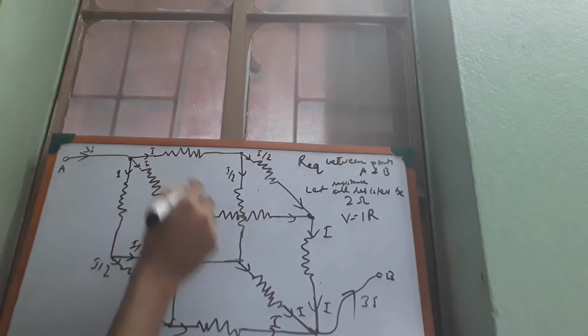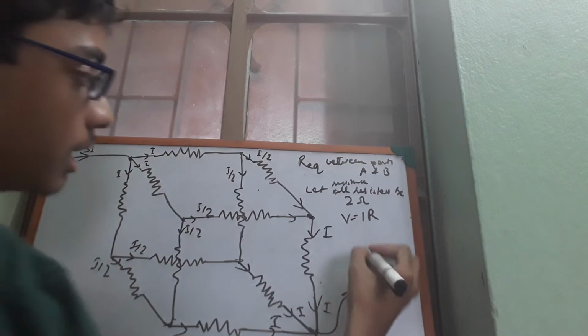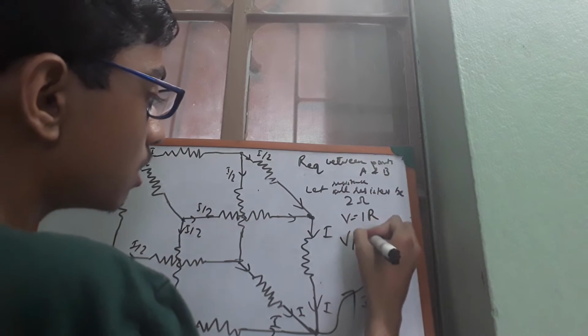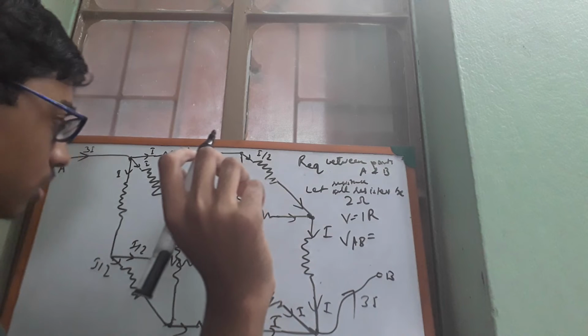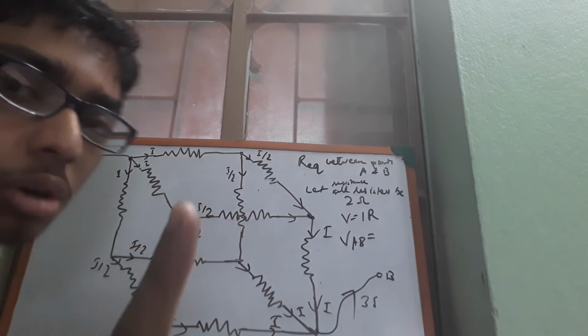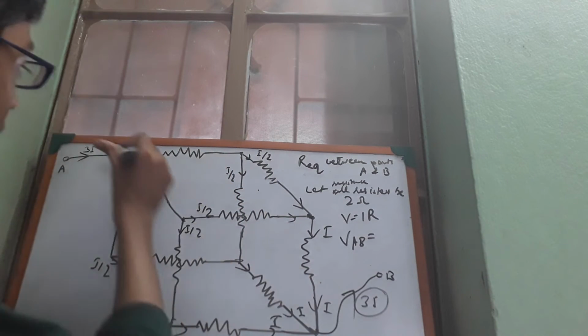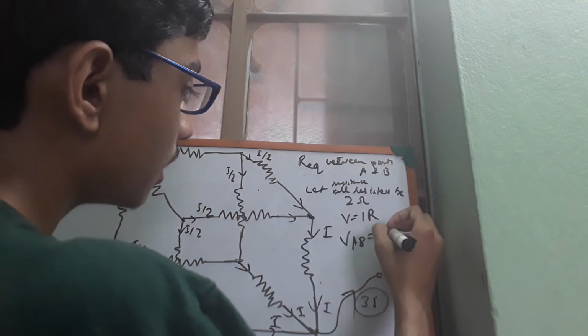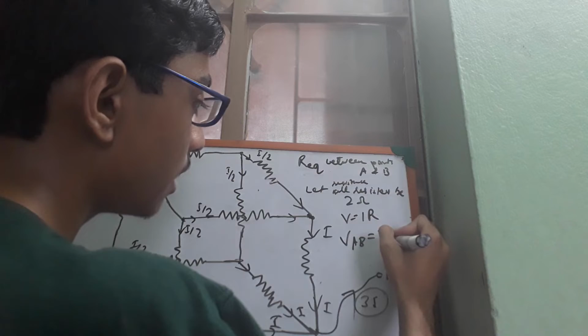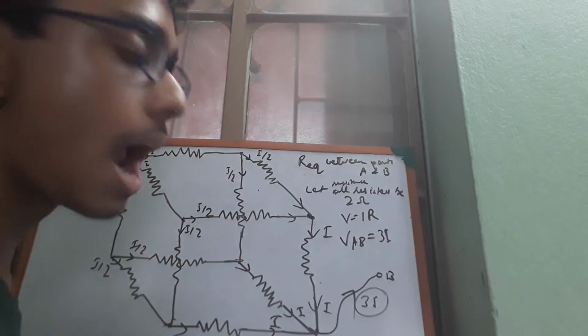Now consider the total voltage between points A and B. Let that be VAB. So V equals IR. So VAB will be the total current. We know the total current, right? The total current is 3I entering, 3I exiting. So the total current is 3I. So VAB will be the total current, which is 3I times R. R is the total resistance.